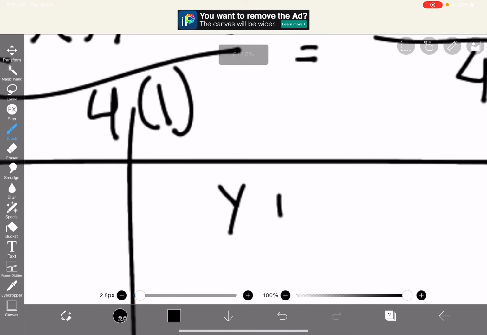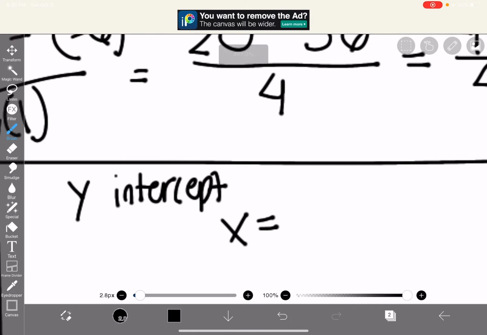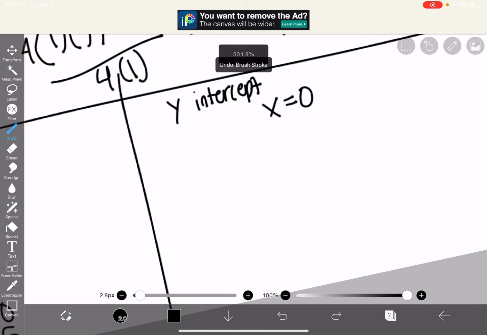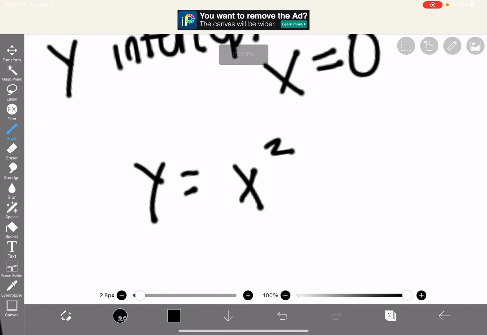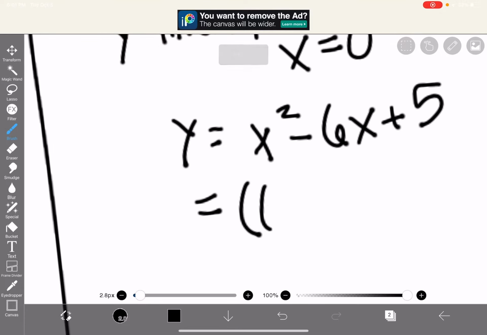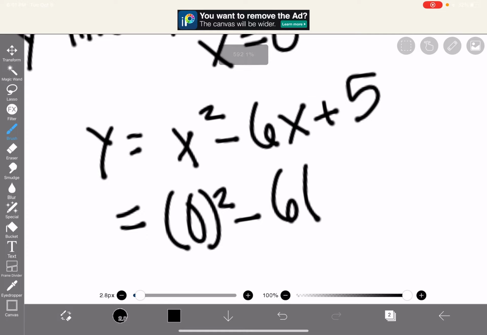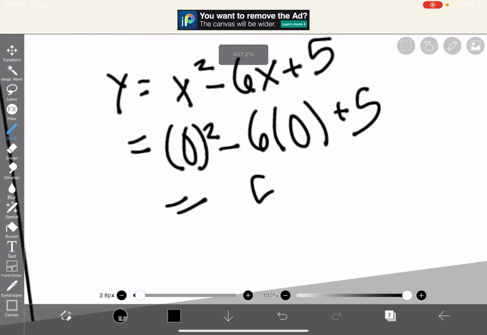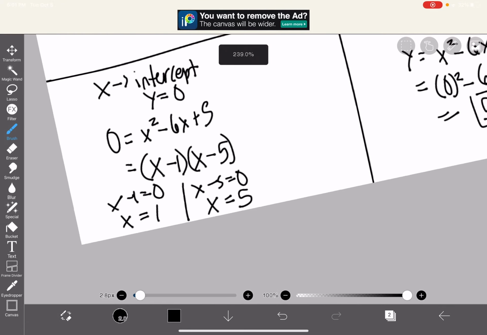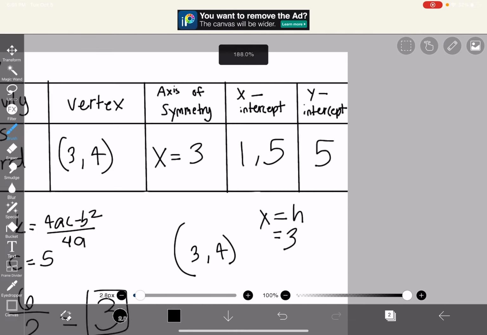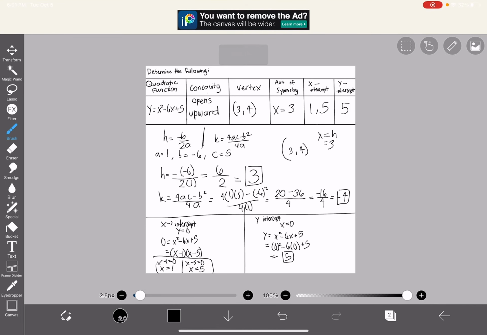The y-intercept, on the other hand, is when x equals 0. We're going to substitute the value of 0 for x, so we have y equals x squared minus 6x plus 5. Substituting 0, 0 times 0, we have 5 remaining. And this is how you determine the following.